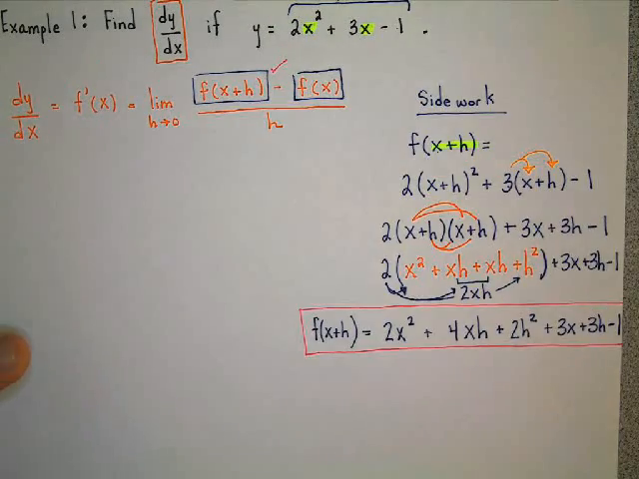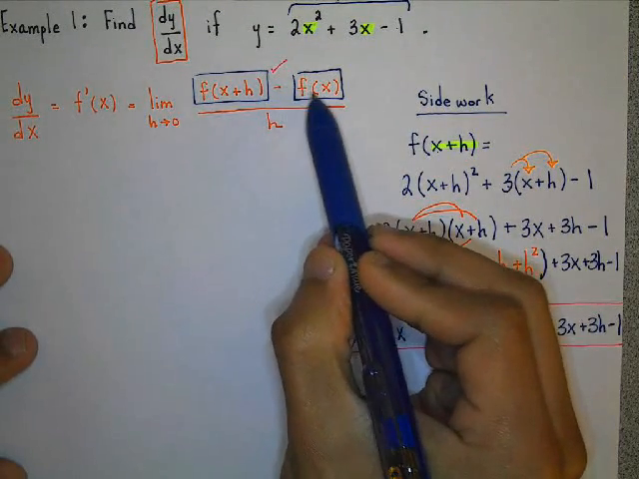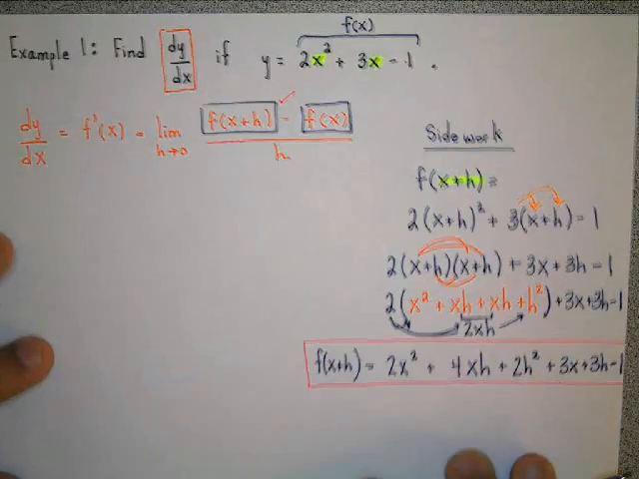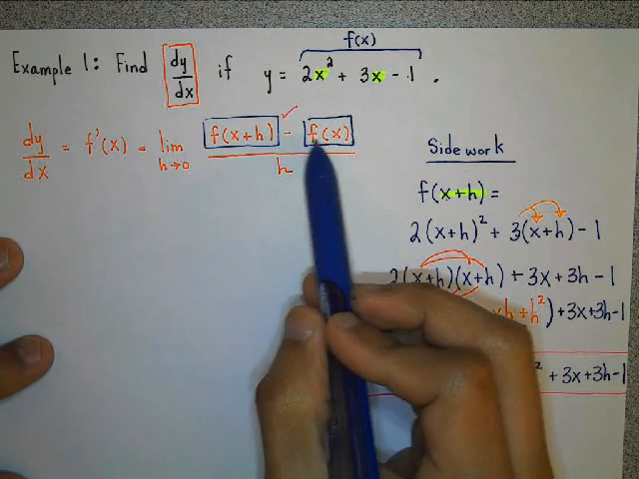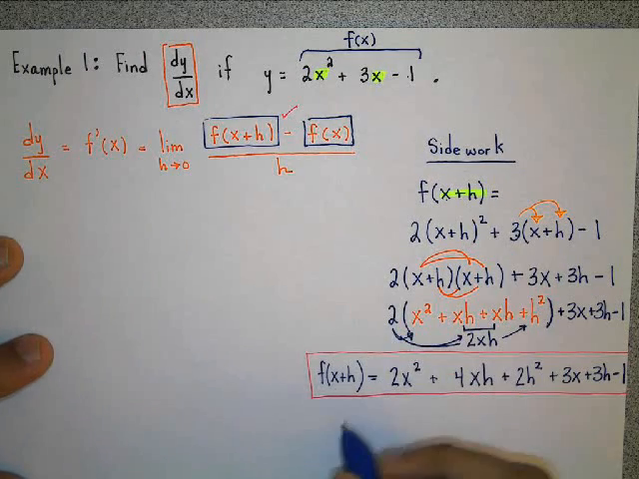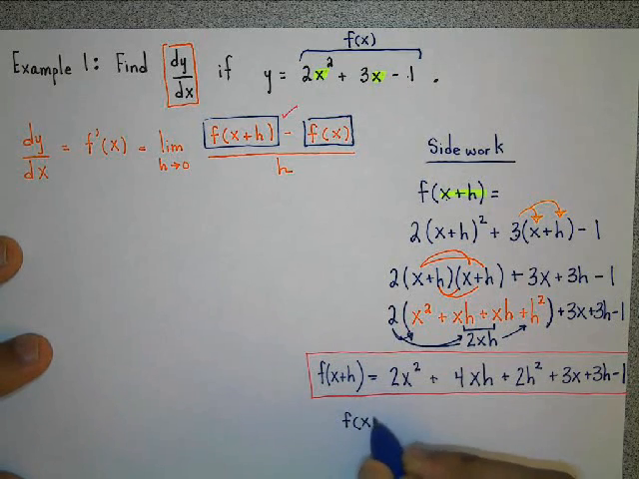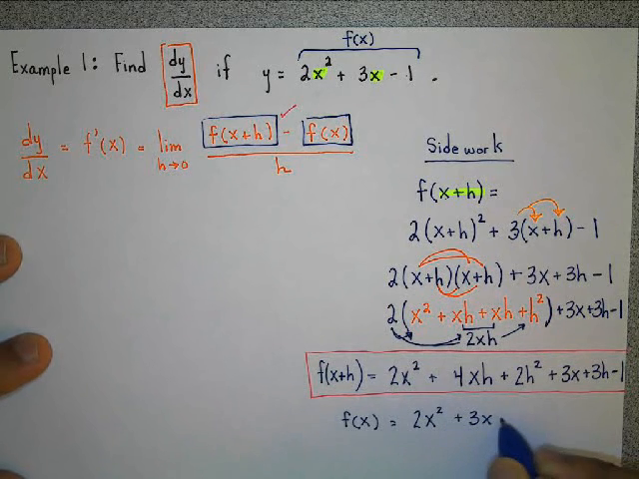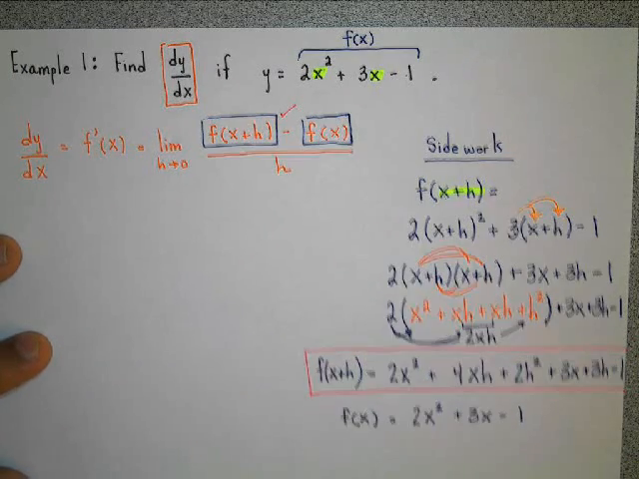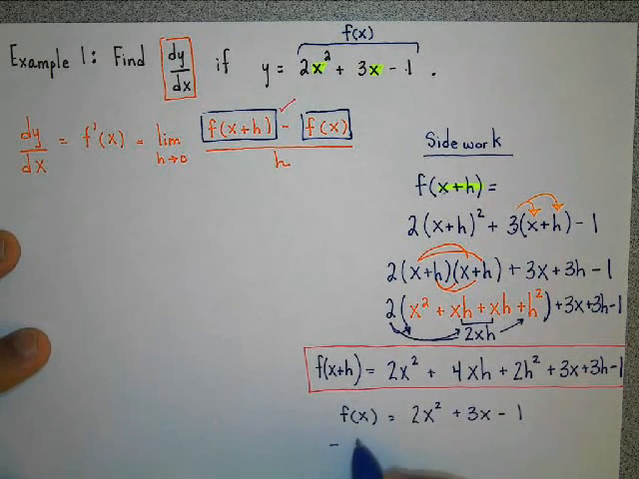Now here's the only catch. They don't just want positive f of x. They want, let me scoot the paper down a little bit, they want negative f of x, right? So minus f of x. So here we have, I'm going to write this out, that f of x is really 2x squared plus 3x minus 1. But they want negative, or they want the minus f of x version of that.